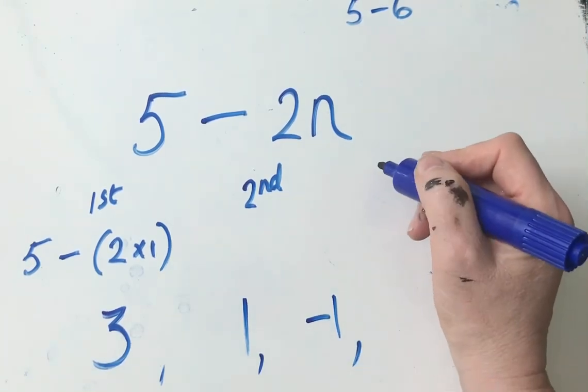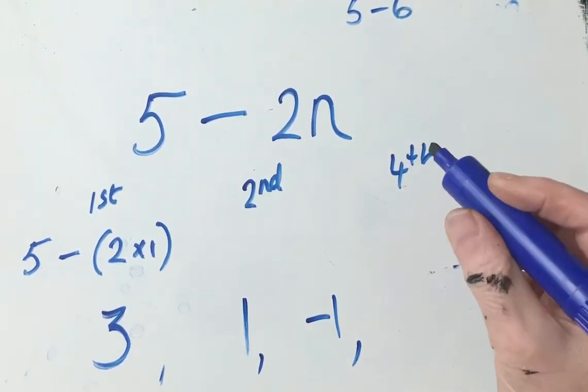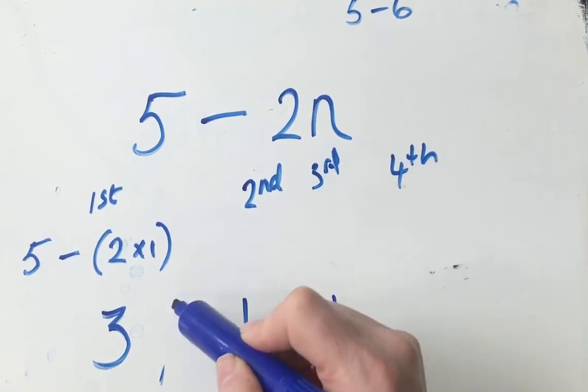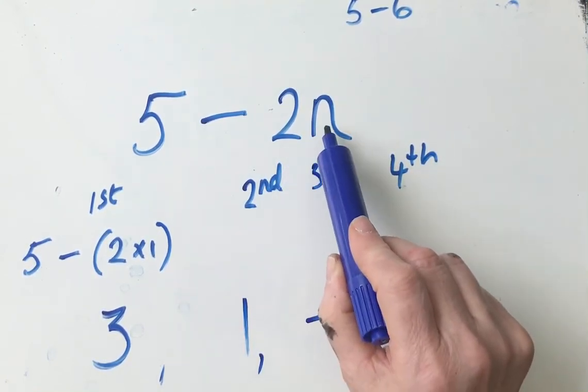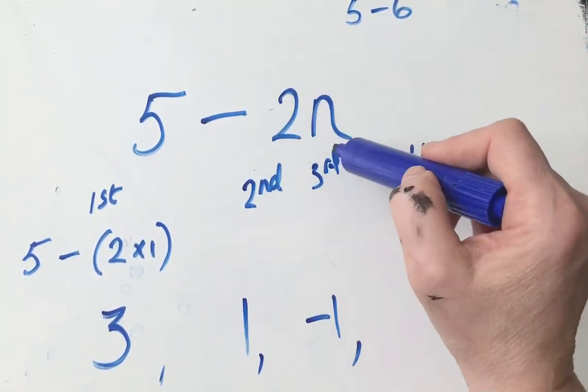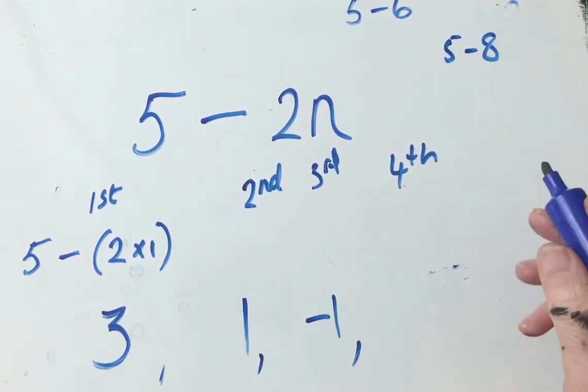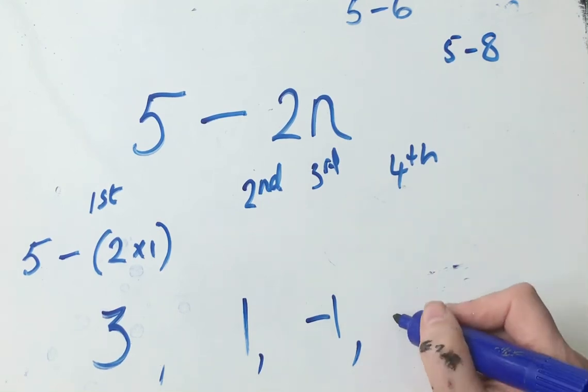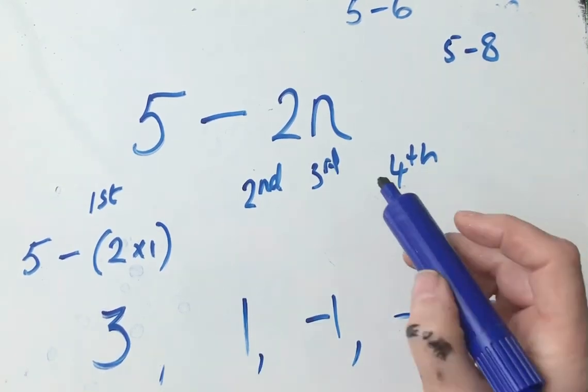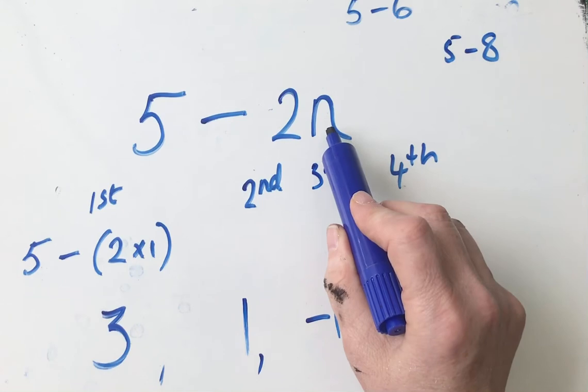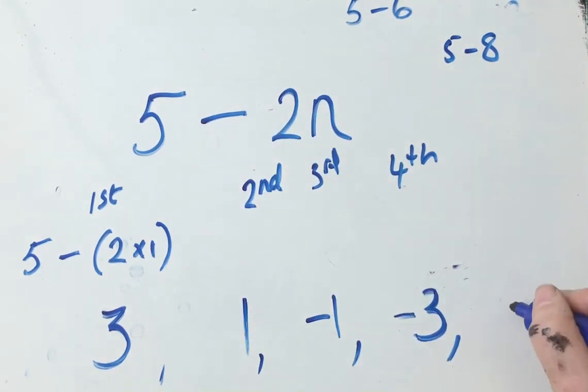Now I'm going to do the fourth term. That's the third there. 2 times 4 is 8. So that little bit becomes 8. So 5 take away 8. And well, 8 take away 5 is 3, but it's minus 3. And the fifth term, 2 times 5 is 10. 5 take away 10 is minus 5.